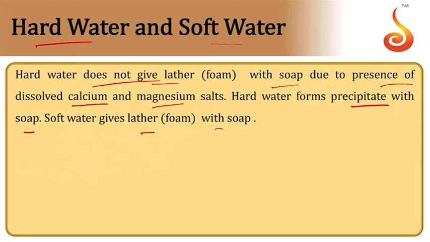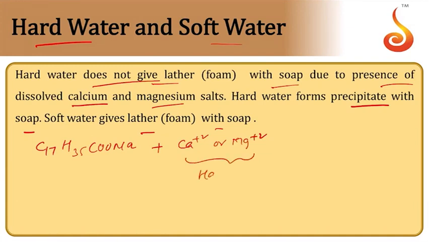Let us take, for example, a soap molecule, sodium stearate, C17H35COONa. When you take hard water, which contains calcium or magnesium ions, what happens is you get a precipitate of the stearate of calcium or magnesium, that is (C17H35COO)2 with calcium or magnesium.